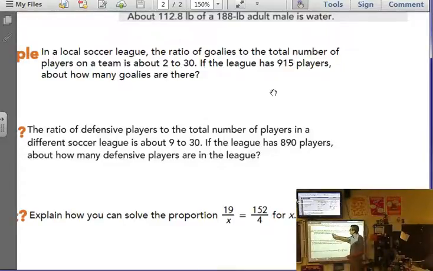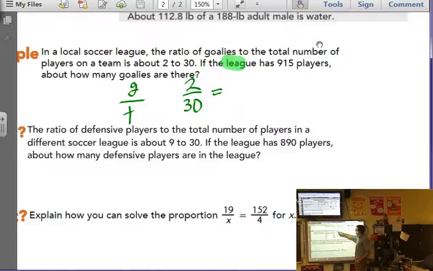You have a ratio of 2 goalies for every 30 team members, which is about accurate. You'd probably have 2 goalies on a team. So if I set up my goalies over total team members, then I'm going to have 2 over 30. And if I get told that in the league there are 915 players, and we're trying to figure out how many goalies there are, like let's say we're trying to buy jerseys or something, where would my 915 go?